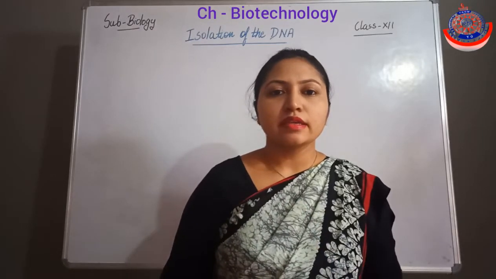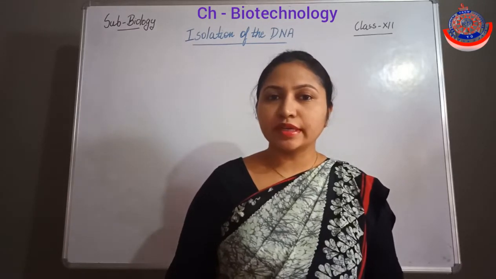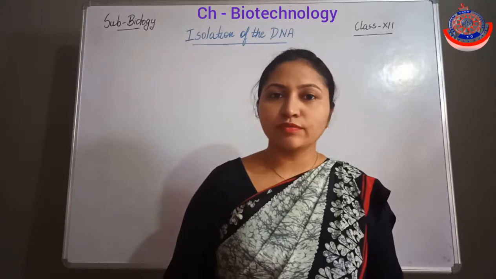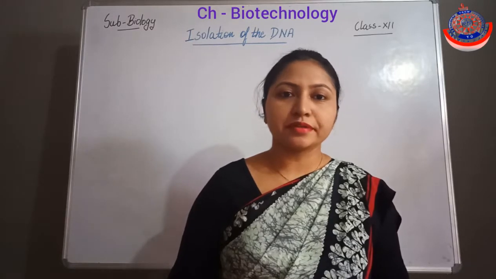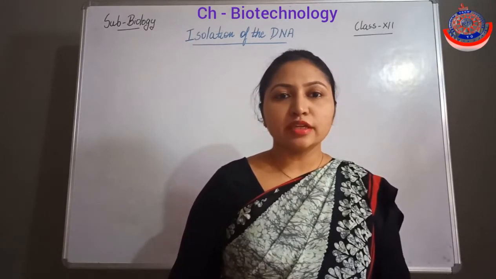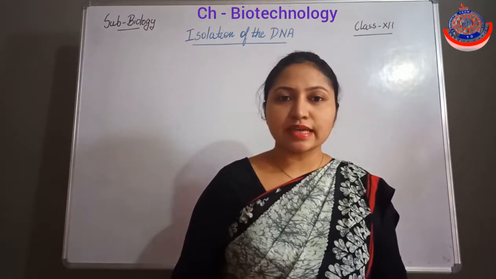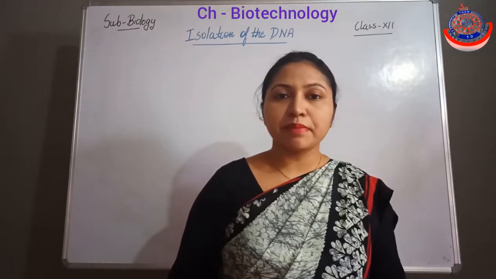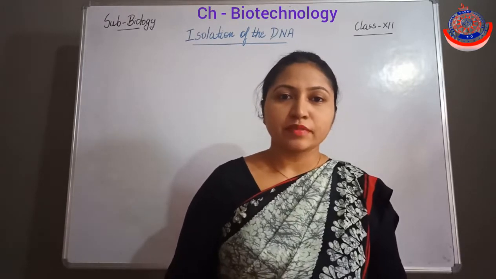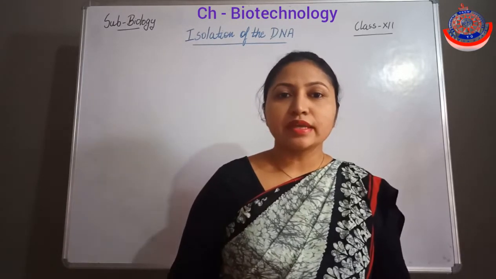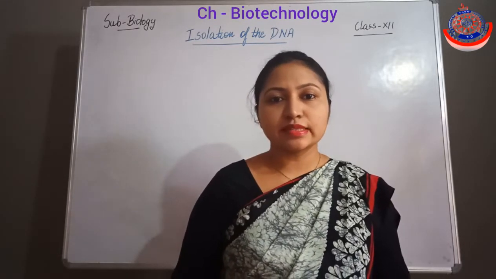Namaste children. In the previous lectures we discussed the cloning vectors, how the foreign DNA is inserted in the cloning vector, and what features should be there in a suitable or good cloning vector. And we discussed the key tools necessary for the construction of recombinant DNA, like the restriction enzymes, the DNA ligase, foreign DNA, plasmid DNA, etc. So today we will discuss the isolation of DNA, how this foreign DNA is isolated from the cell.